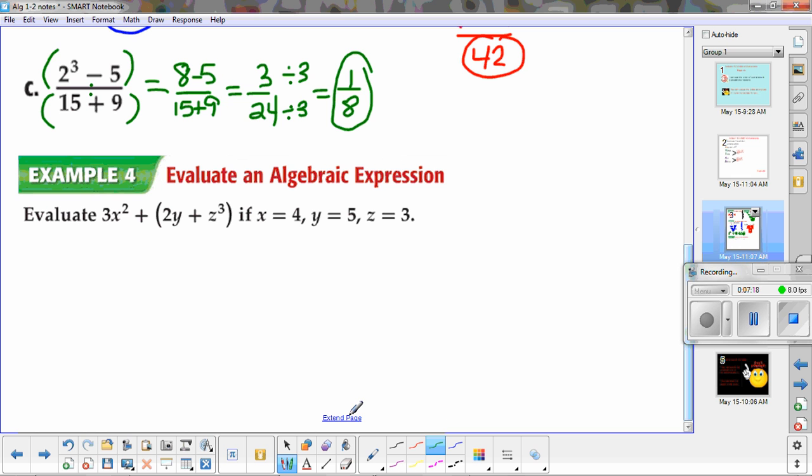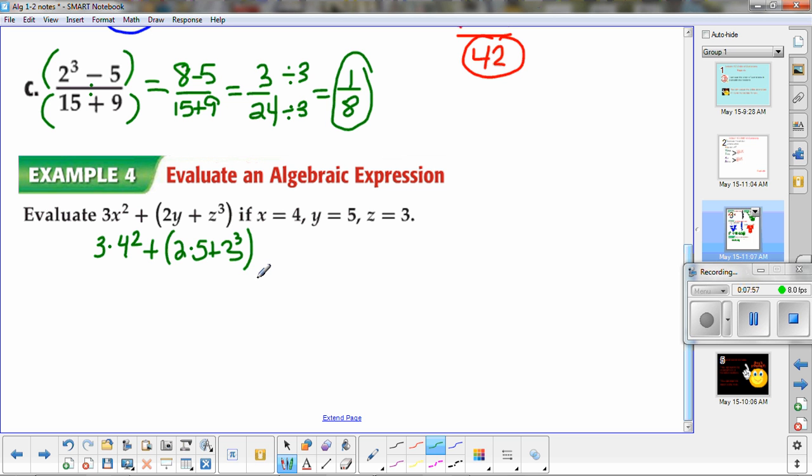Our last example is an algebraic expression. So we need to first substitute the different values for the variables into the problem. So I'm going to rewrite this expression with these numbers in place of x, y, and z. So I'm going to start by saying 3 times x squared, and x is 4, so 3 times 4 squared, plus inside the parentheses we have 2 times y, so 2 times 5, plus z to the third, and z is 3, so 3 to the third power.